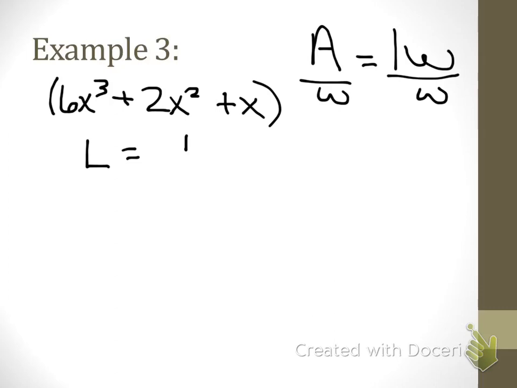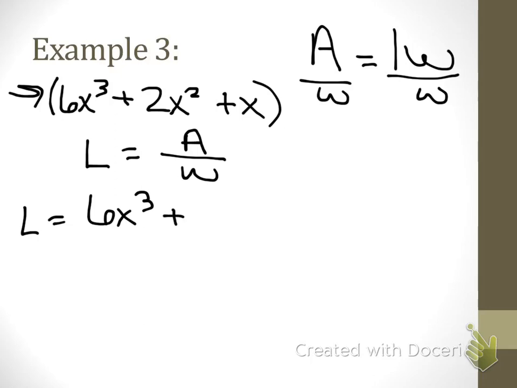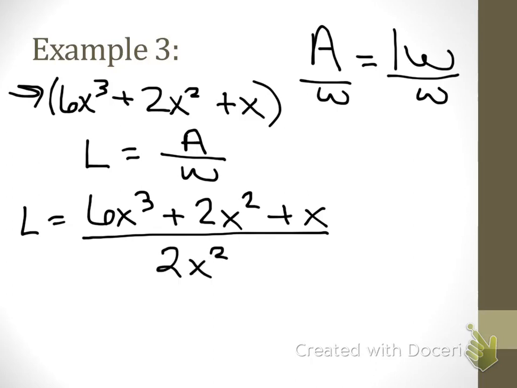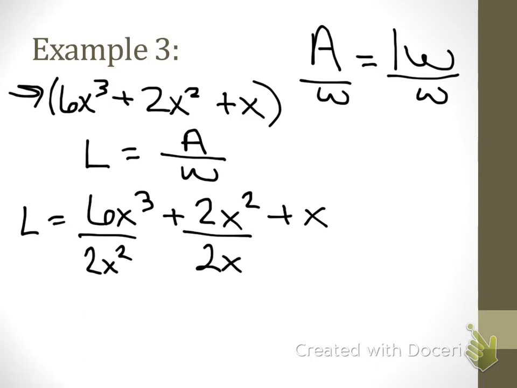So length equals total area divided by the width. Well, we know that the total area is what we just listed, and we know that the width is 2x squared. So we have length equals 6x cubed plus 2x squared plus x divided by my width of 2x squared. All right, and for space reasons, I'm going to go ahead and just rewrite this as 3 separate fractions. Divided by 2x squared, divided by 2x squared, and divided by 2x squared.